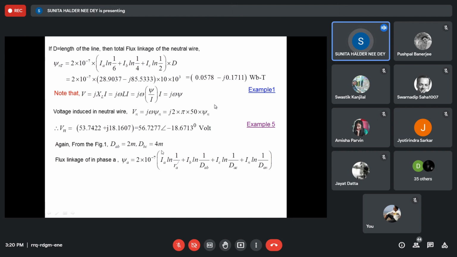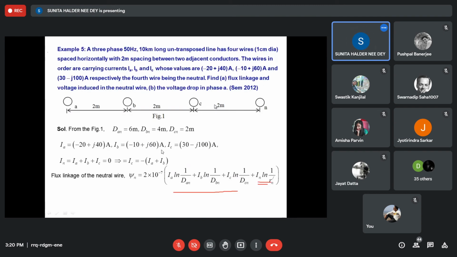Again, from then it is asked to find out the inductive flux linkage and voltage induced in neutral wire and voltage drop in phase A. So how we can find out voltage drop in phase A? You just find out flux linkage in phase A. Then you can find out inductive drop in phase A. That will be the voltage drop in phase A.